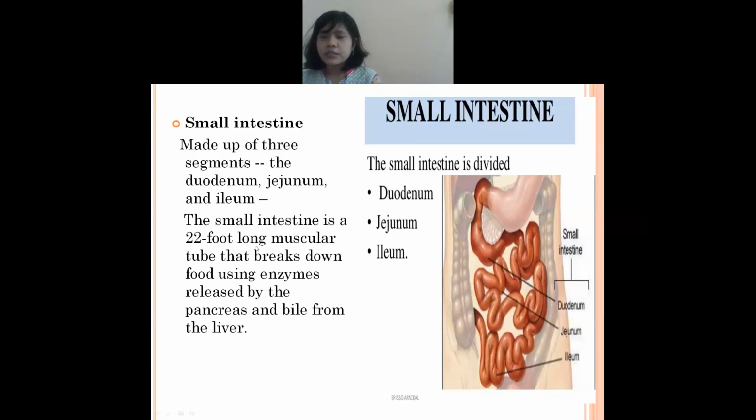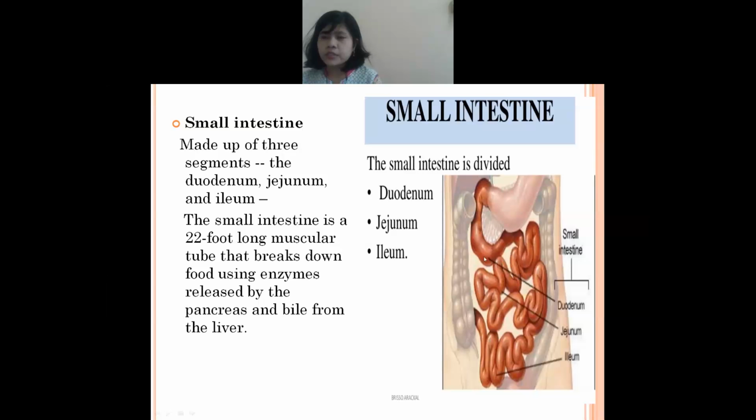Yes, ma'am. Okay, everyone, do you understand? This small intestine is divided into three parts. I'll repeat again: there is the duodenum, jejunum, and the ileum. And the length of the small intestine is how much? 22 feet long. Okay, and they are convoluted. Convoluted means they are twisted, not straight. As from the picture itself, you can just see they are twisted, convoluted. They are a convoluted tube, and they are made up of muscles.